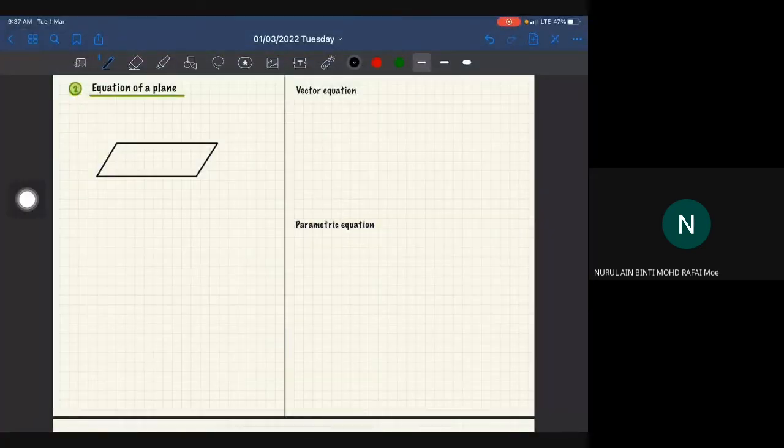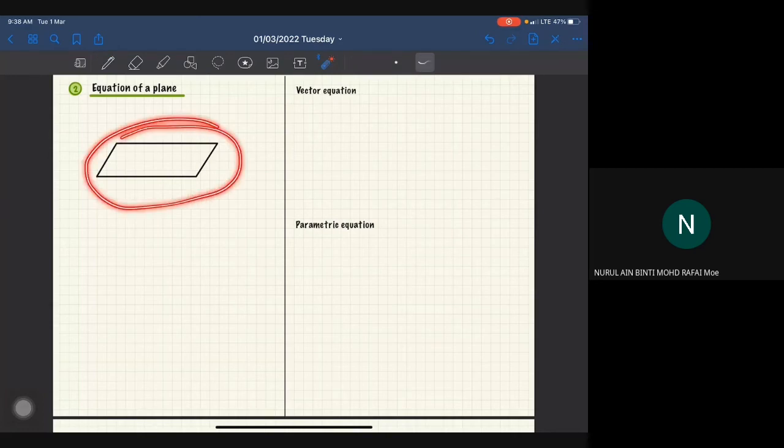Okay, so equation of a plane. Awak ada satu plane, sorry. You have a plane. Okay, so plane ni mesti dalam 2D lah, dalam bentuk 2 dimension. Okay, so formula untuk plane adalah R dot n is equal to A dot n.